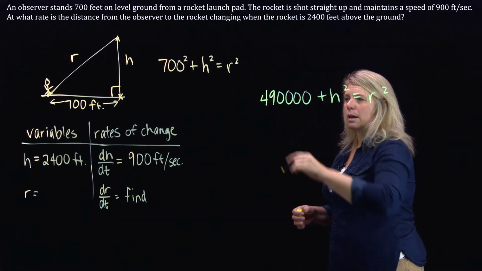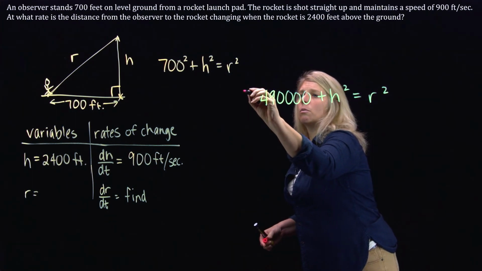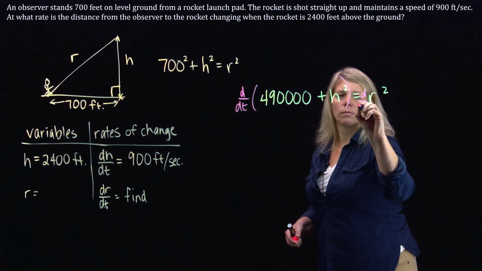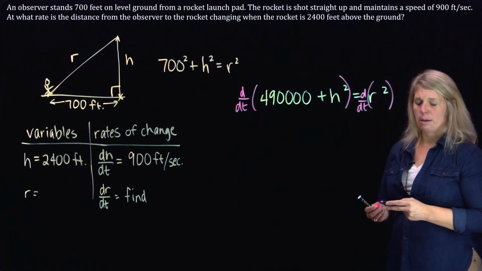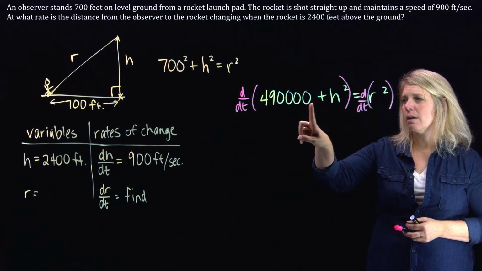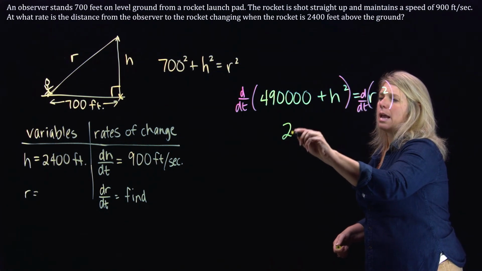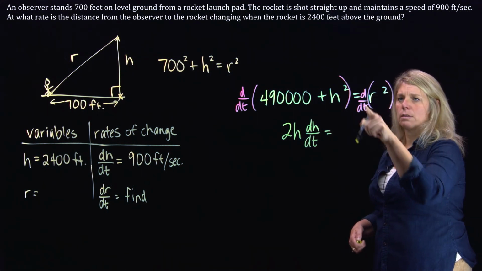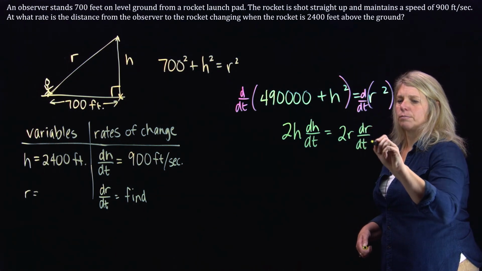I went ahead and squared the 700 here. You're going to take that equation and you're going to differentiate that equation with respect to t. So this is implicit differentiation, differentiating both sides of the equation with respect to t. All right, so the derivative with respect to t of this constant term will just be 0. And so on the left side of the equation, I'll have 2h dh/dt equals, on the right side of the equation, 2r dr/dt.